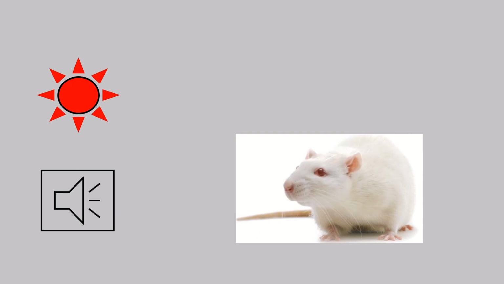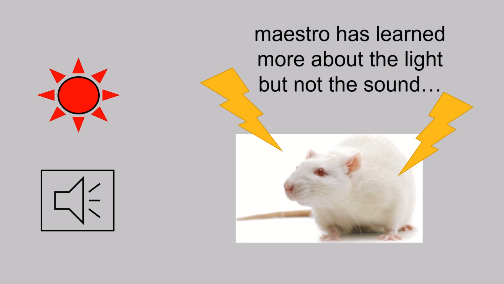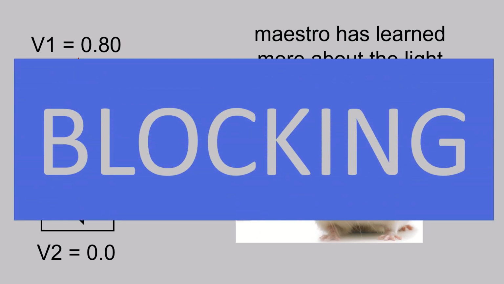Now let's say that the red light and the speaker both come on, and hey, Maestro gets shocked again. Now Maestro is going to learn a little bit here. He's going to learn that the light is a little bit more predictive of that shock, but he's not going to learn anything about that speaker, and this is called blocking, which is a fancy way of saying that basically Maestro has not learned that the speaker has any predictive value of whether or not he's going to be in pain.